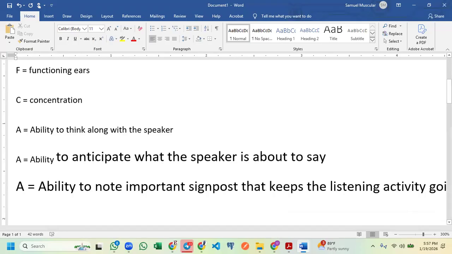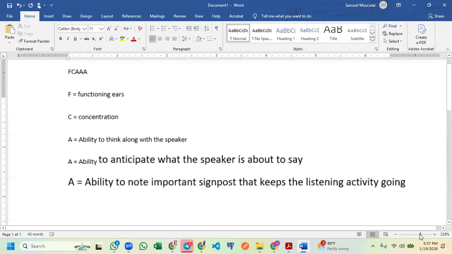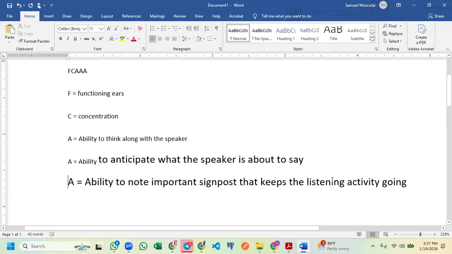The listening enabling skills that we have. Look at them. You have 5 of them. FC triple A. If you use that to hold it in your mind, you will be able to get it easily. The F, functioning ears, concentration, ability to think along with the speaker, ability to anticipate what the speaker is about to say, and then important signpost.